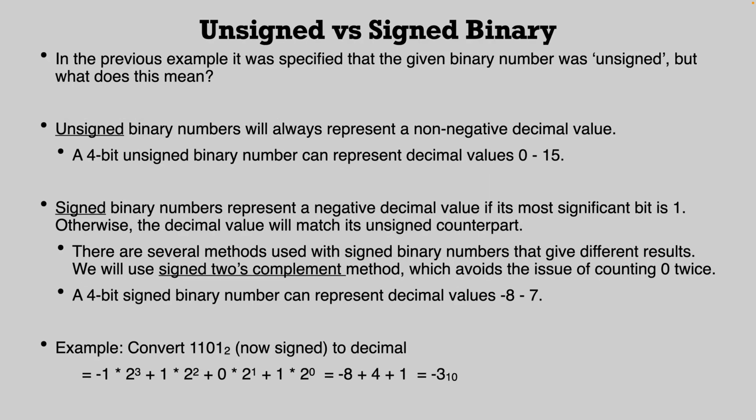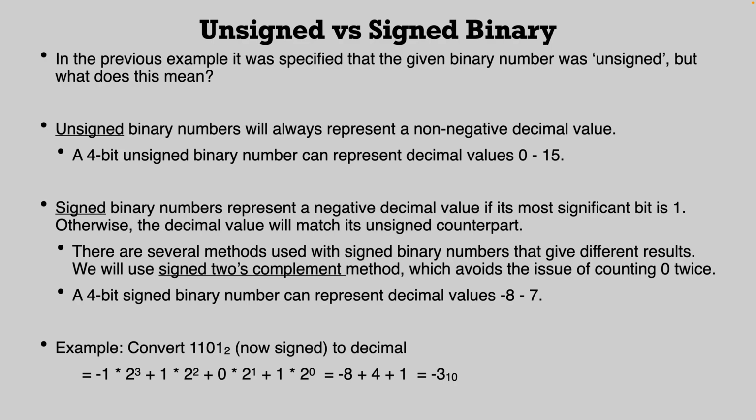That previous example specified that the number was unsigned, but what does that actually mean? An unsigned binary number will always represent a non-negative decimal value. So for example, a 4-bit unsigned binary number can represent decimal values 0 through 15. But on the other hand, when you do have a signed binary number, that means that it could represent a negative decimal value if the most significant bit is 1. That's the leftmost digit, as a reminder. Otherwise, the decimal value will simply be the same as the unsigned counterpart.